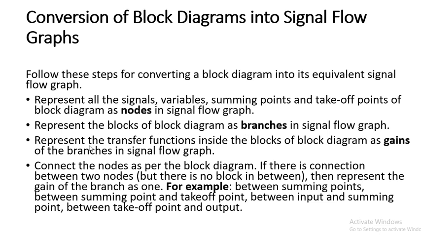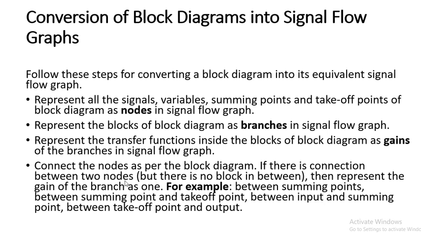The transfer function inside the block of a block diagram is nothing but a gain. So if you are replacing each and every block with a branch, then you should write the gain above that branch, and that gain is generally represented inside the block. Then connect the nodes as per the block diagram. We have to connect all the nodes as per the block diagram. So we have to see the forward path and reverse path carefully, and as per that we have to assign the values and draw the graph.